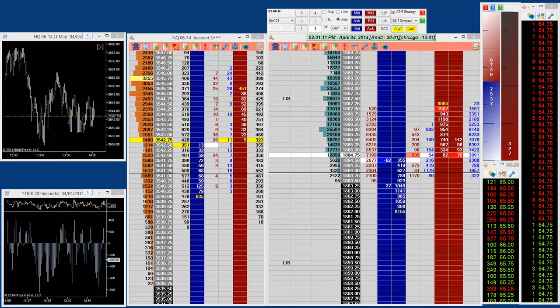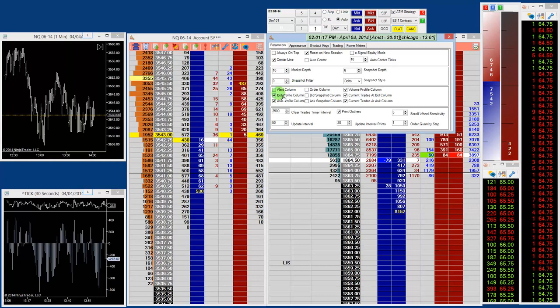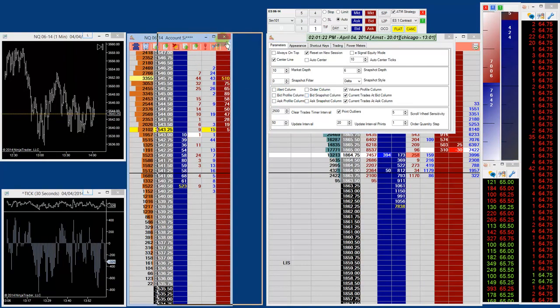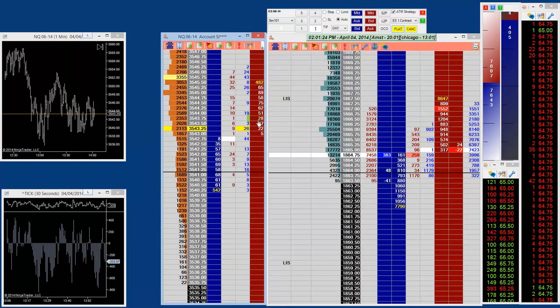Do you need all the columns on the NQ? Absolutely not. Really, the only thing that you're interested in on the NQ, I mean, you could take the bids and offers off, but it would look a bit weird. The only thing that I look for on the NQ is it relative to the center line.